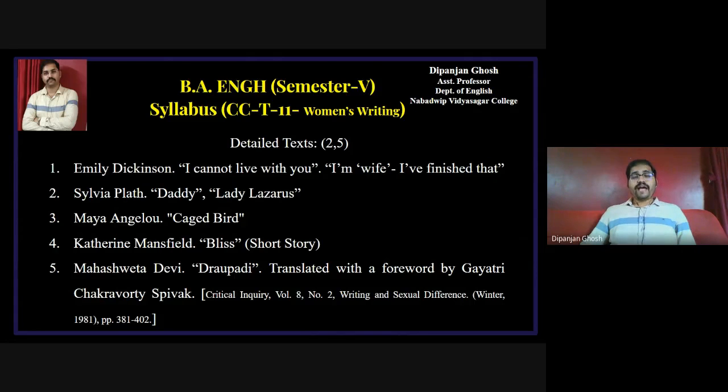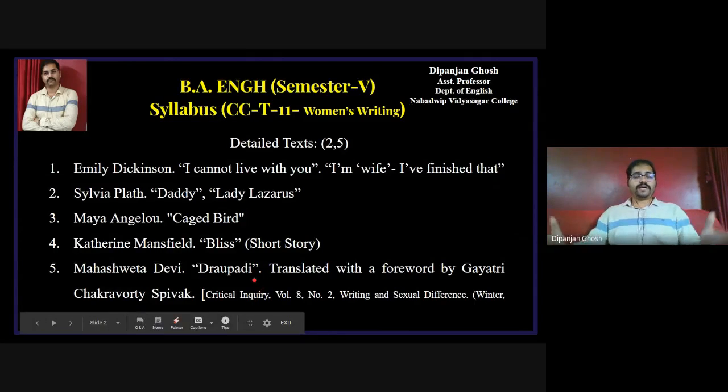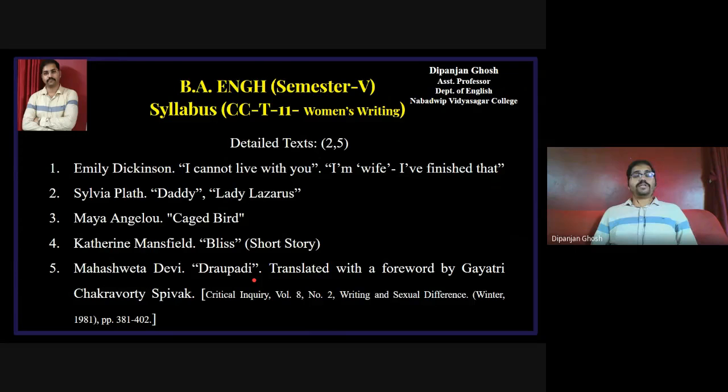And number 5 is Draupadi. Probably you have heard the name of this particular text. It is by Mahasweta Devi, and it was translated by the famous Gayatri Chakravorty Spivak, with whom you can associate the theories of deconstruction, you see.